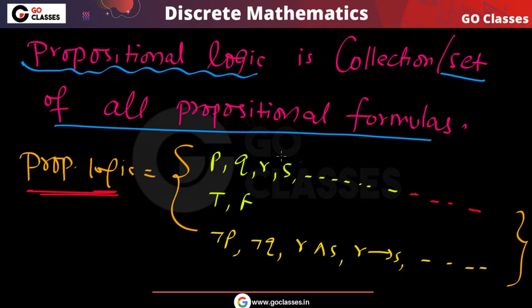Every propositional variable, meaning every atomic proposition, is a formula. It's like every atom is a formula. True, false is a formula, and any combination using logical connectives is also a propositional formula. So I can say this is the definition of propositional logic.